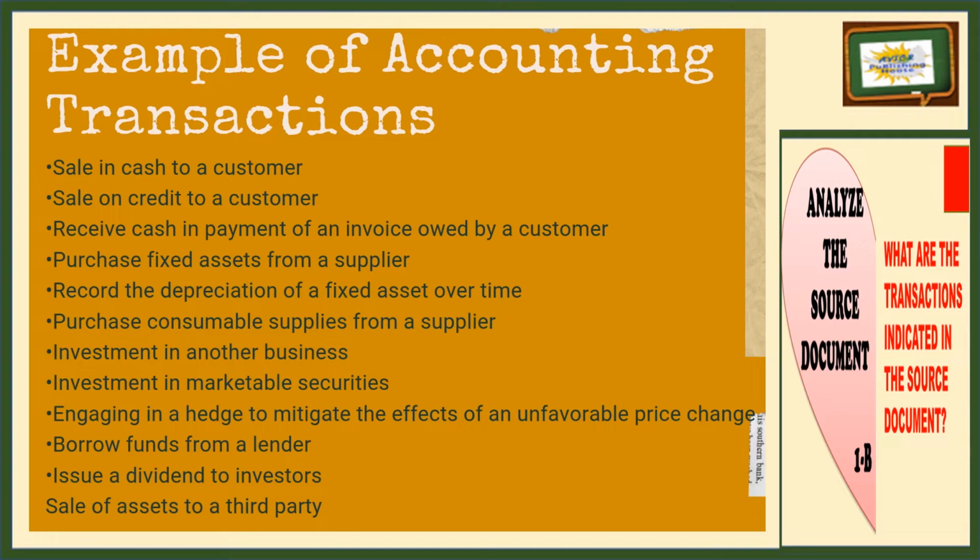Examples of accounting transactions: sale in cash to a customer, sale on credit to a customer, received cash in payment of an invoice owed by a customer, purchase fixed assets from a supplier, record the depreciation of a fixed asset over time, purchase consumable supplies from a supplier, investment in another business, investment in marketable securities, engaging in a hedge to mitigate the effects of an unfavorable price change, borrow funds from a lender, issue dividends to investors, sale of assets to a third party.